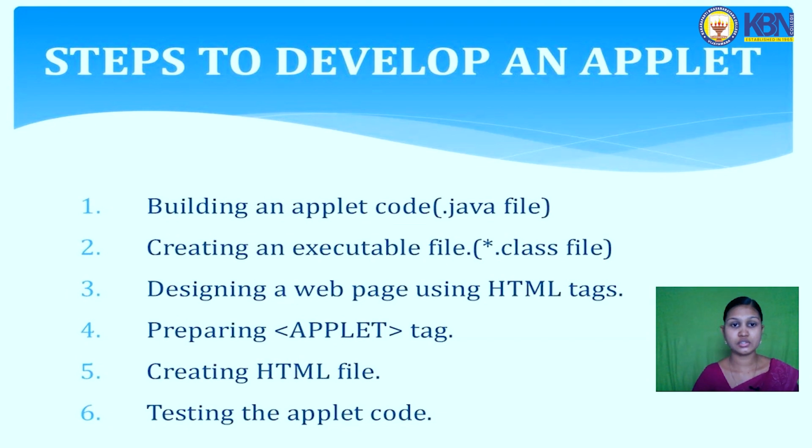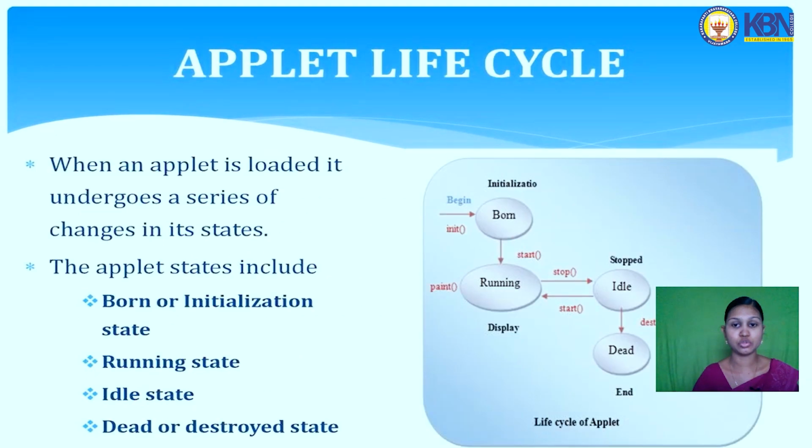Now, to develop an applet you have six steps. First of all, you have to create a Java file, and the next one is the executable file. The third one is you have to create a web page, meaning you can prepare the program using HTML tags. Now in that HTML program you have to use the applet tag, and you have to give the logic and test the applet code. Let's see the diagram.